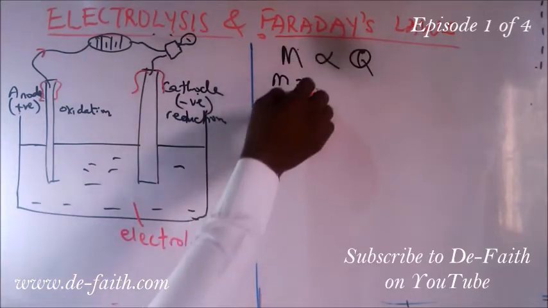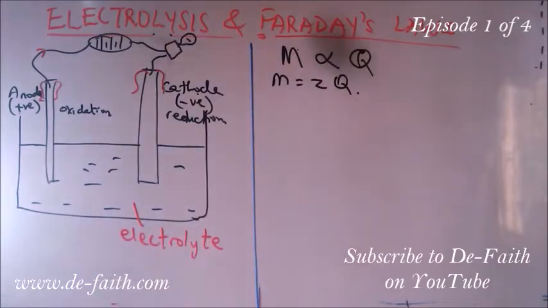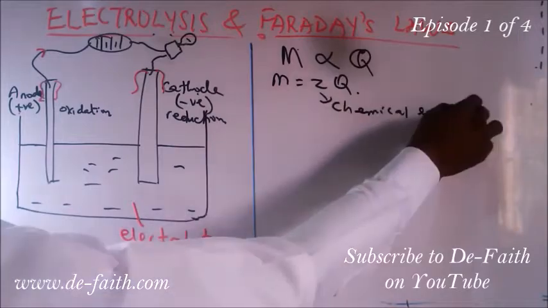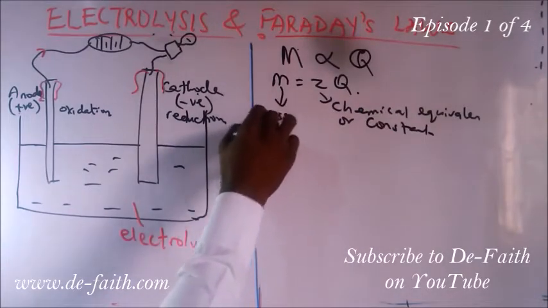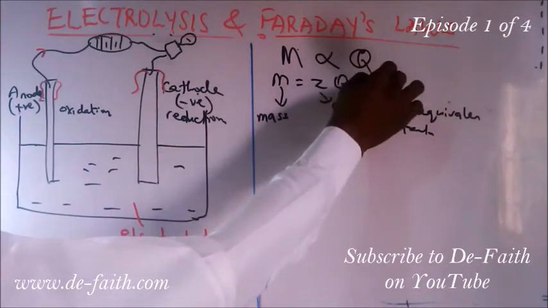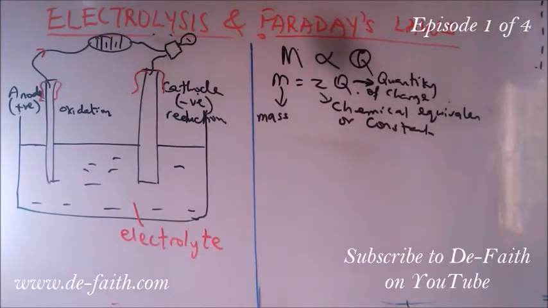When this proportionality sign is removed, it is replaced with ZQ. You could use any alphabet to replace it, but it is generally accepted to use Z, where Z is a chemical equivalent or a constant. M stands for the mass deposited at the electrode. So we have Q as the quantity of charge. The unit of charge is in coulomb. The unit of mass is in kilogram, and then the chemical equivalent is in kilogram per coulomb.